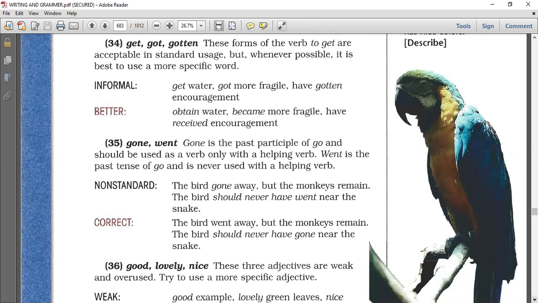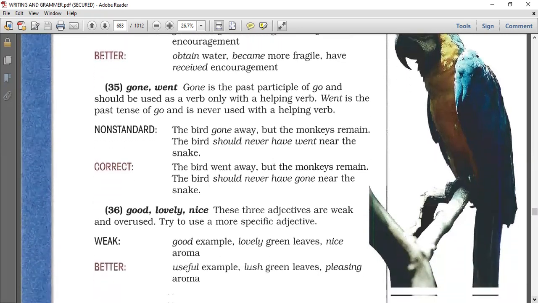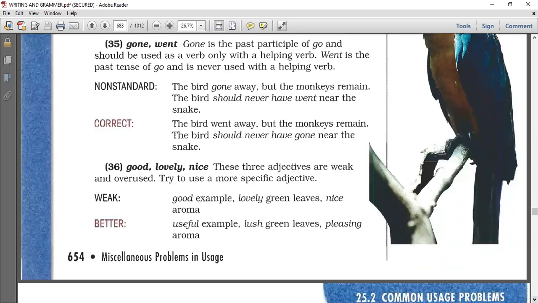Number 35, gone and went. Gone is the past participle of go, and went is the second form of go. Gone is the past participle of go and should, like done, if you remember done in the first session, be used as a verb only with a helping verb. Went is the past tense of go and is never used with a helping verb. Again, gone must be used with a helping verb.